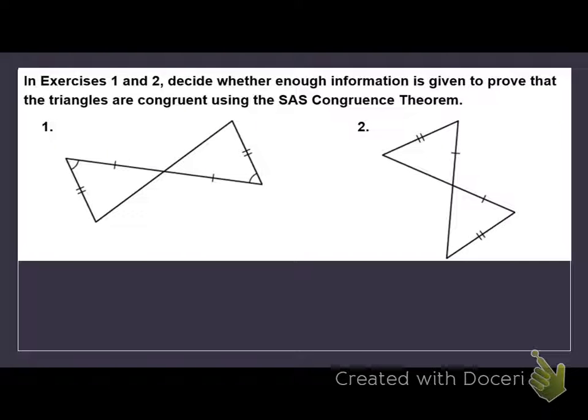So on our first question, what do we have marked congruent? We got a side congruent to a side. What else do we have? Angle congruent to an angle. Then we have side congruent to a side. Now for side angle side, where does the angle have to be? In the middle, between the two sides. So is our angle in the middle touching both of the sides? Yes, so this is side angle side.